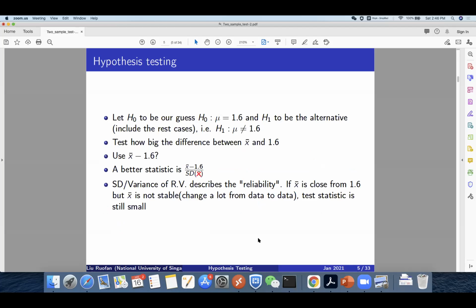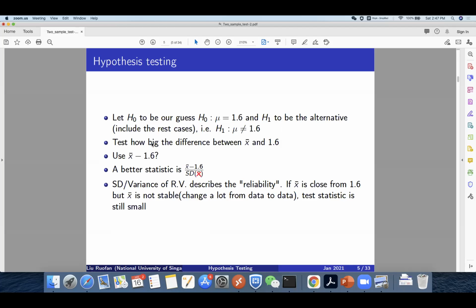So in hypothesis testing, we have a notation of H0 and H1. H0 is just our guess. Our guess is mu equal to 1.6, then H0 is just this equality. Then we let H1 be all the alternatives. So H1 will cover all the rest cases we are not interested in.